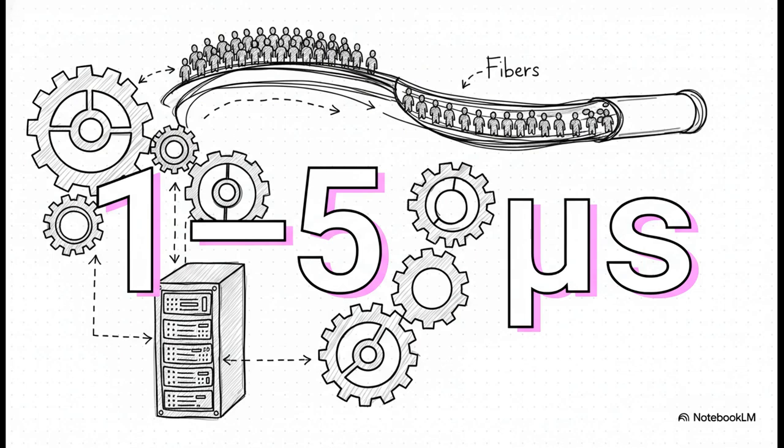A single context switch, that's just when the operating system pauses one thread to run another, can take 1 to 5 microseconds. Now that sounds like nothing, right? But if you're a web server trying to handle tens of thousands of connections at once, those tiny little delays stack up and create a massive bottleneck. And that is exactly why these low overhead tools like fibers are such a game changer.